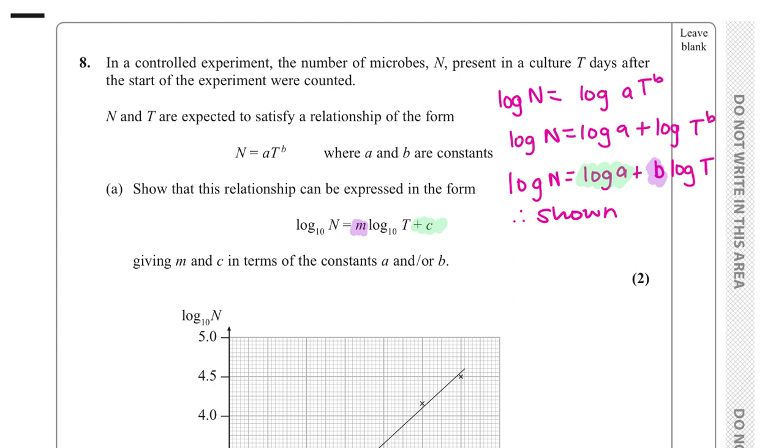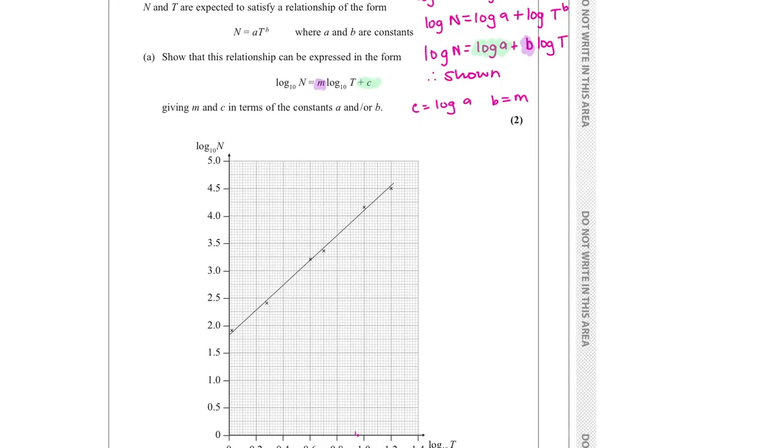So it says, show that this relationship can be expressed in this form, given M and C in terms of the constants A and B. Okay, so then we just need to write C equals log A and B equals M. Okay?